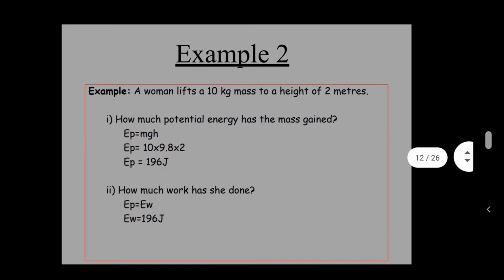Well, we know that it's just EP equals mgh, so 10 times 9.8, which is the gravitational field strength of Earth, times 2 gives us 196 joules. I'm pretty sure you can trust my maths on this one. And how much work has she done? Well, by conservation of energy, we know that EP equals EW, therefore EW is 196 joules.